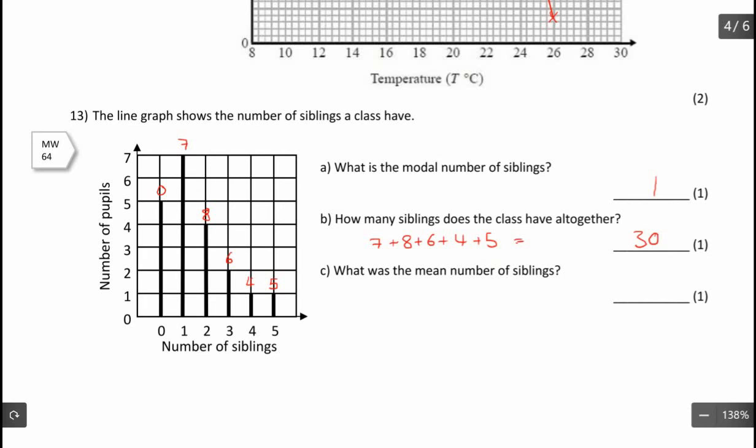I've done that right. And the mean number of siblings is going to be the total number of siblings, which we've just worked out, 30, divided by the total number of people. And again, it might seem tempting just to say, well, there are 6 people, 6 bars, but there aren't. We know there are 5 people in this first bar. There are 7 people in the next bar. There are 4 people in the third bar, and so on.